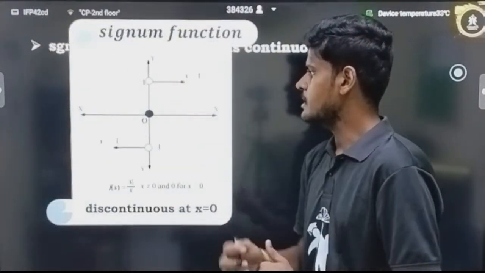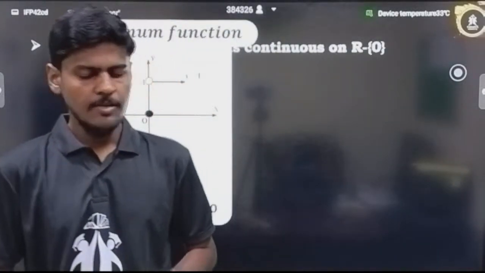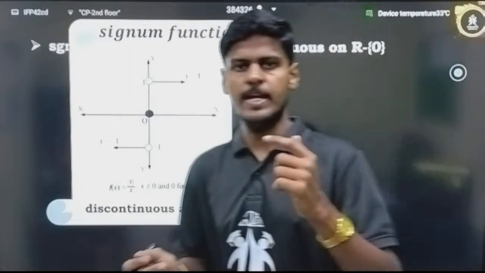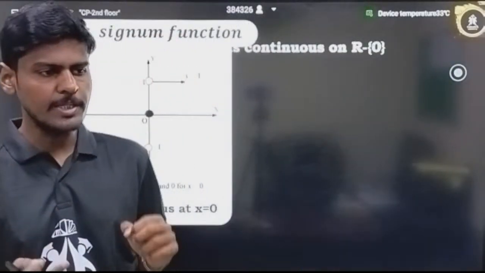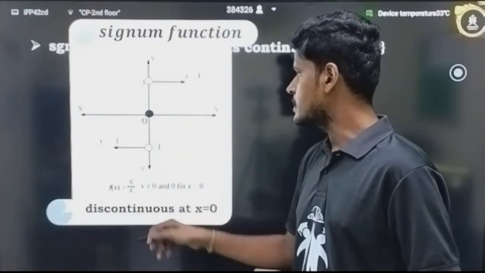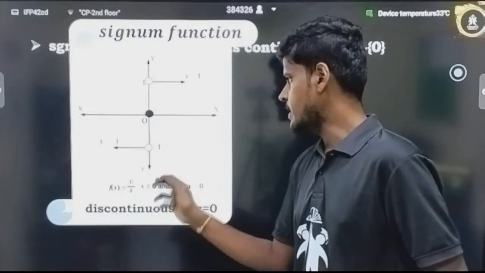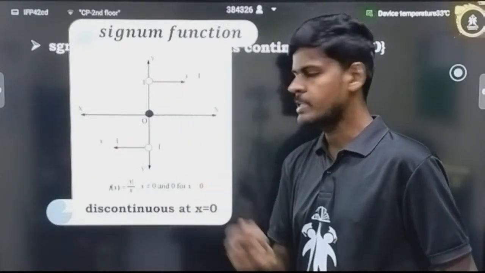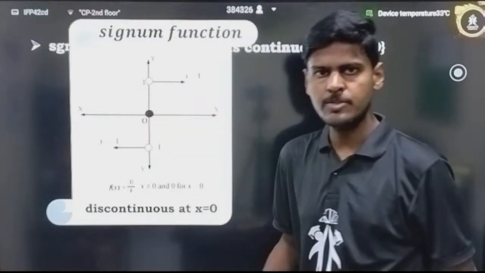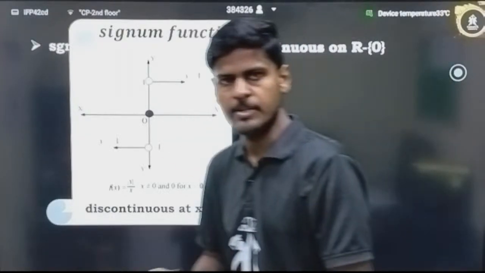Next is, signum function is continuous except 0. We know what is signum function. Whenever x is negative, its value is minus 1. When x is positive, its value is 1. When x equal to 0, its value is 0. That is signum function definition. So for a signum function, when x is negative, its value is always constant, that is minus 1. When x is positive, it is 1. And x equal to 0, its value is 0. So at 0, there is a jump between values. Therefore, this is a discontinuous function at 0. At all other points, it is continuous.